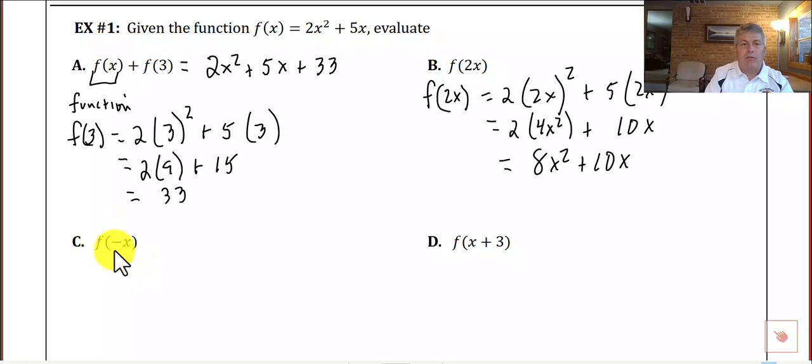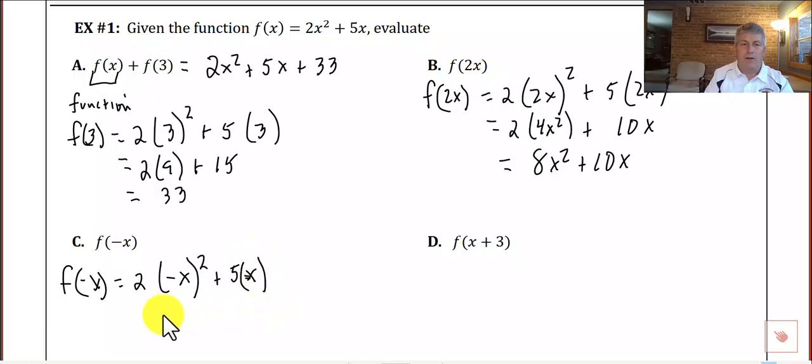F of negative x, we're inputting the opposite of x in for everything that's x, so f of negative x is 2 times negative x, quantity squared, plus 5 times negative x. Well, negative x squared, we're squaring both the negative and the x, so that stays 2x squared, but then this becomes minus 5x.